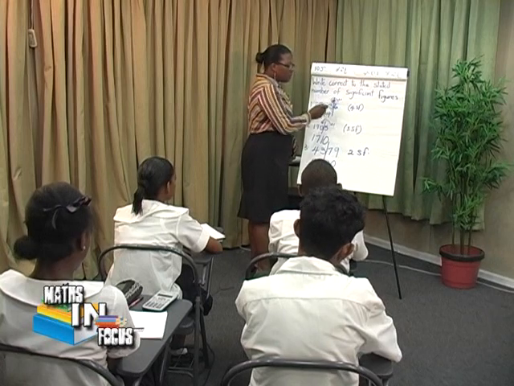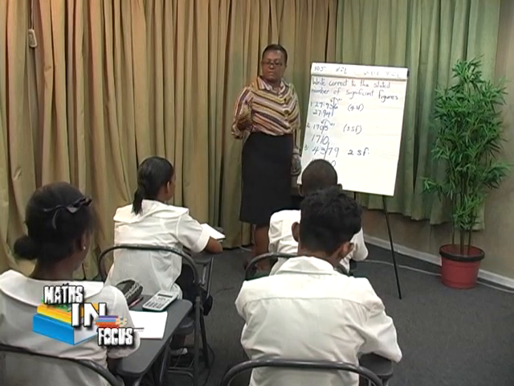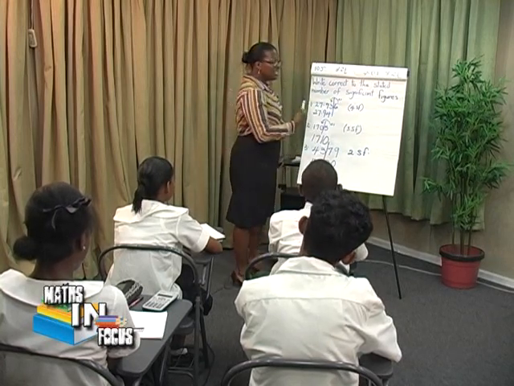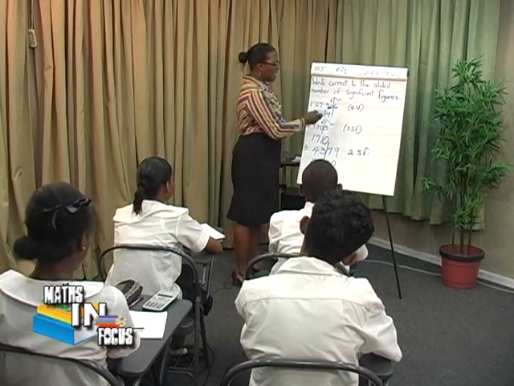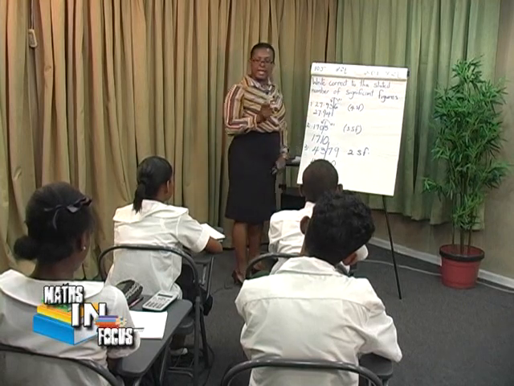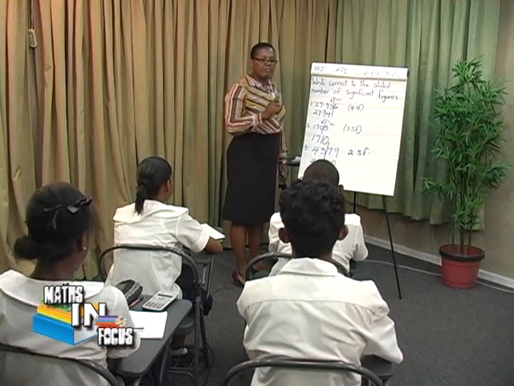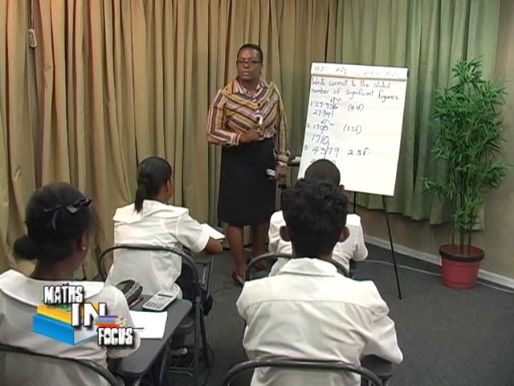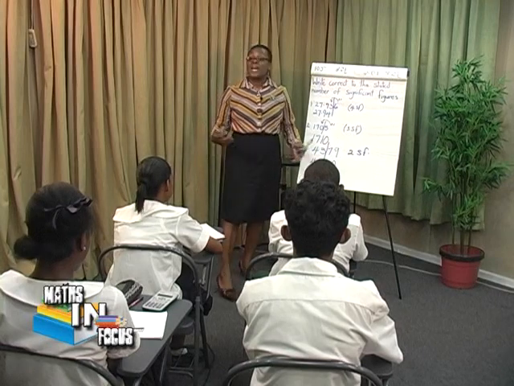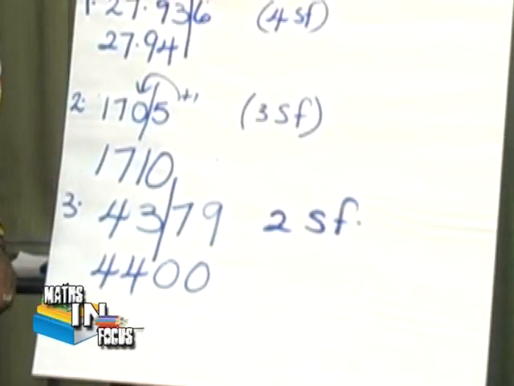Now, when we're rounding off and we stop at some point, if we find that the number after the line we've drawn is a 5, a 6, a 7, an 8, or a 9, we round up, or we add 1 to the number in front of the line. If the number after the line is a 4, a 3, a 2, a 1, or a 0, we don't add anything, or we add a 0, which is nothing.